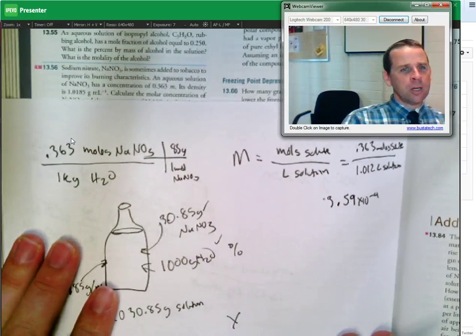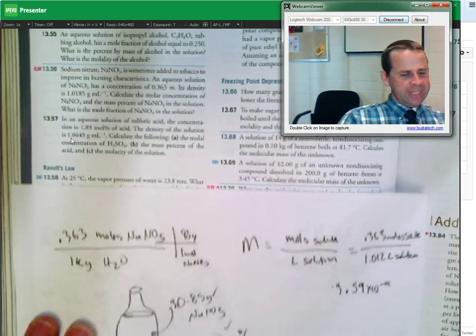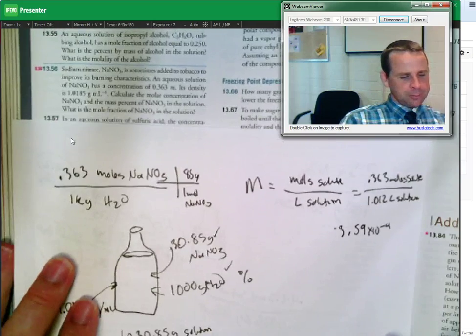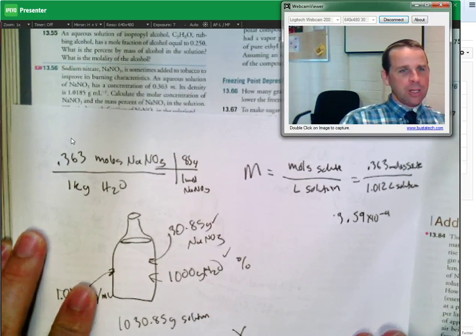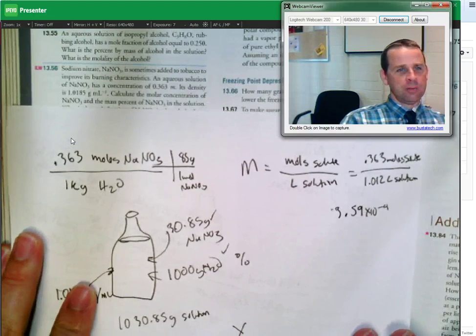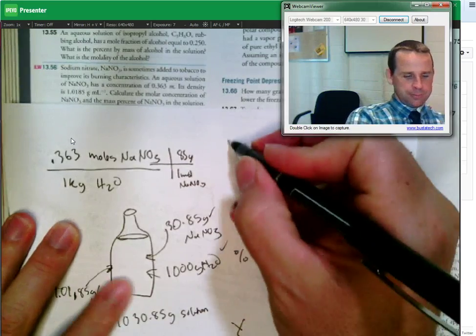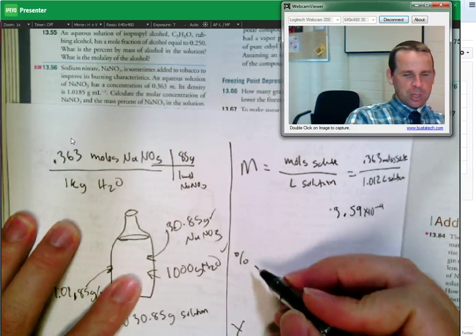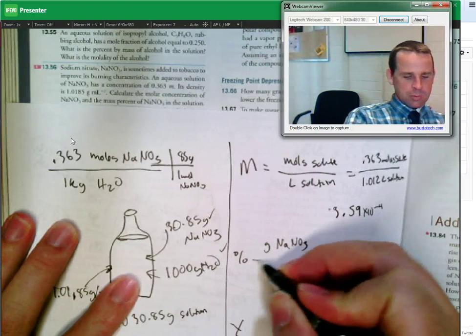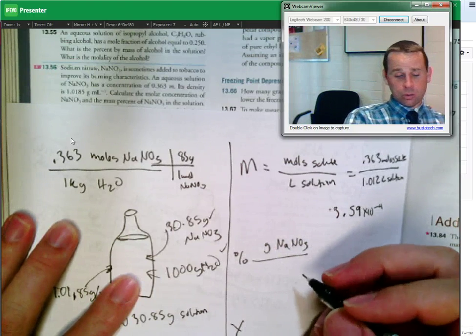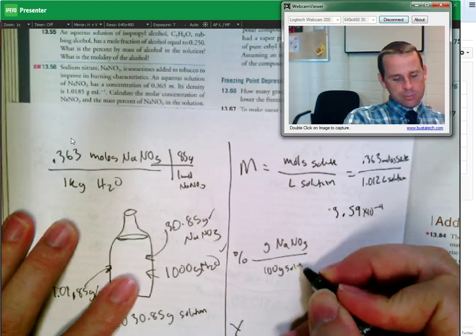Now I need to calculate the, wait a second, is this what I want? Yeah, then the sodium nitrate. I just calculated the molar concentration. Now I need to know the mass percent of the sodium nitrate in solution. Mass percent is grams of solute for every 100 grams of solution.